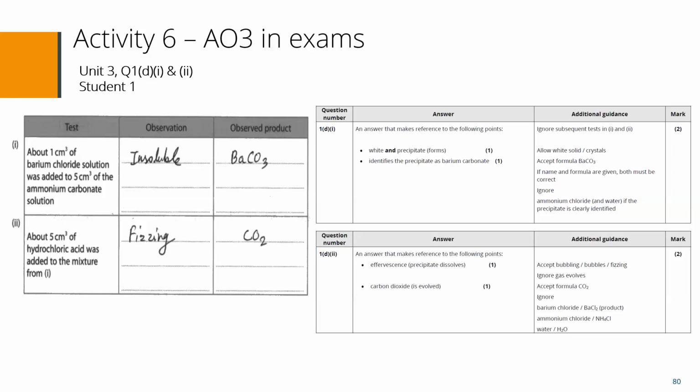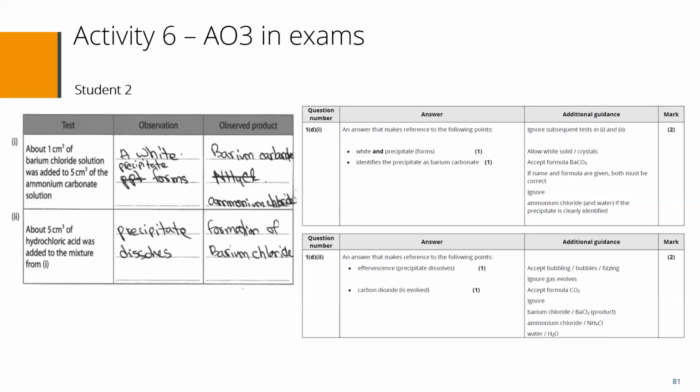Okay, observation insoluble, obviously incorrect, but the observed product is not dependent on a correct observation. So barium carbonate is okay, fizzing is fine, carbon dioxide is fine, so 3 marks. There's the next one. White precipitate forms is okay, barium chloride is correct, and the additional guidance says ignore ammonium chloride. So we can ignore the ammonium chloride, and that scores a mark. Precipitate dissolves is wrong. Formation of barium chloride is an ignore, so that doesn't score.